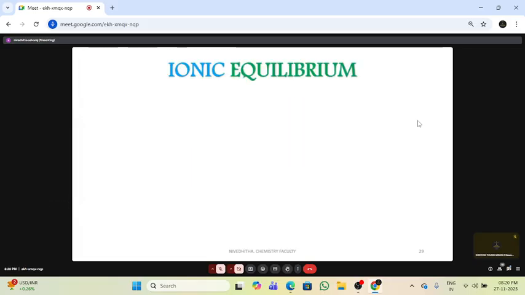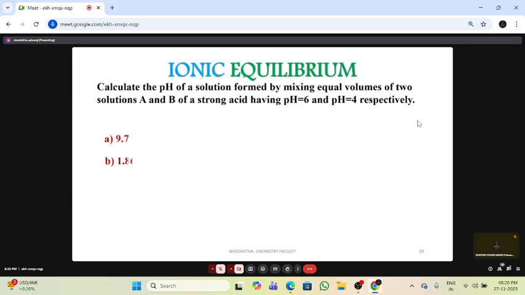Right. So the next pattern is: calculate the pH of a solution formed by mixing equal volumes of two solutions A and B of strong acid having pH 6 and pH 4 respectively. See, here also they are talking about a mixture, but here they are mixing two acids. In previous case, they mixed one acid with base, right?